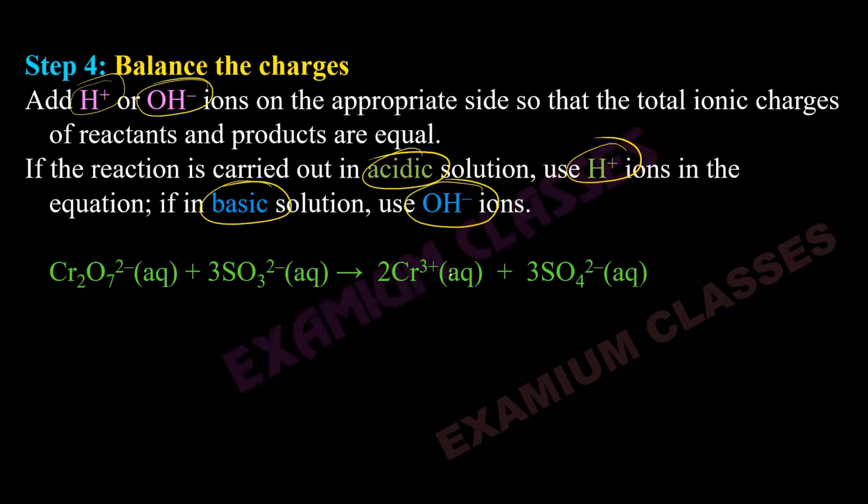Now consider the same example. We have completed the third step, and after completing the third step, I have 3 and 3 here. Now see how much total charge is there on the left hand side. On the dichromate ion, I have -2 charge. So on the left hand side, I am considering -2.